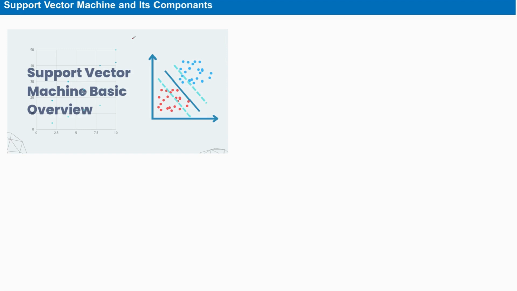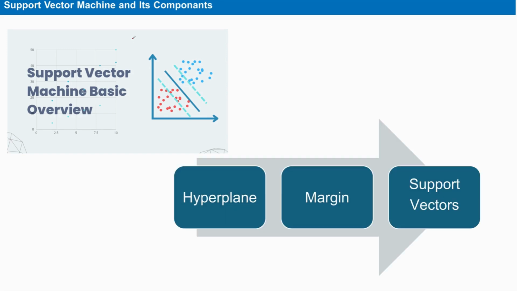If you see the components of the support vector machine, there are three basic components. The first component is called the hyperplane, then the margin and the support vectors. We will see in detail what each of these components is. With respect to the hyperplane inside the support vector machine, what it will do is separate our positive examples from the negative examples.